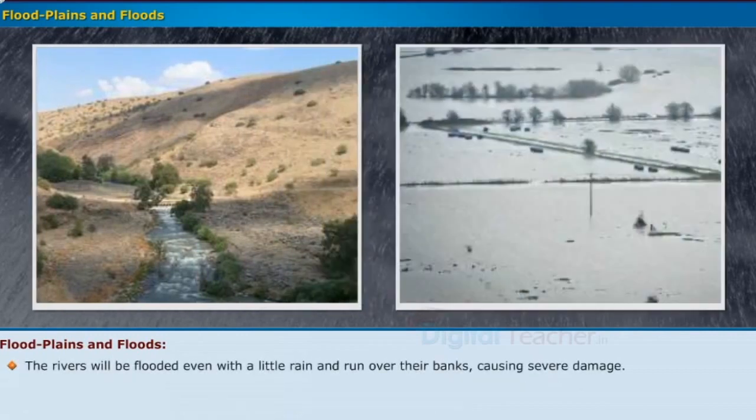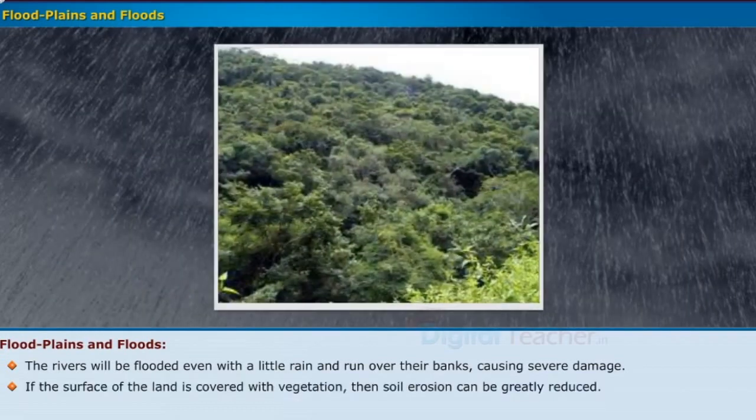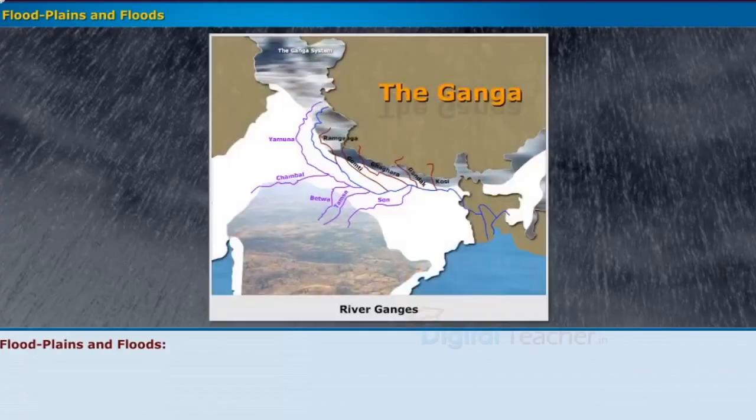The rivers will be flooded even with a little rain and run over their banks, causing severe damage. If the surface of the land is covered with vegetation, then soil erosion can be greatly reduced. Let us note the importance of vegetative cover over the land.